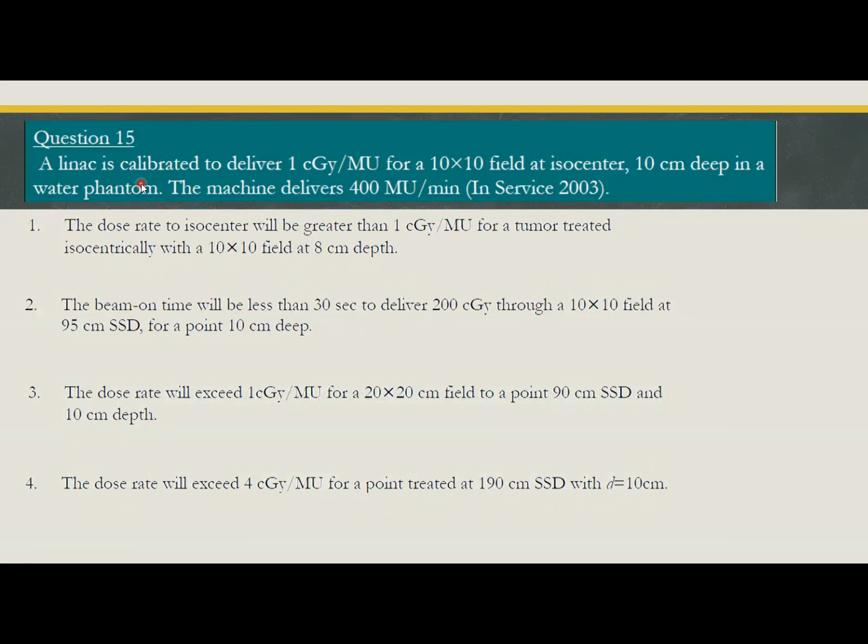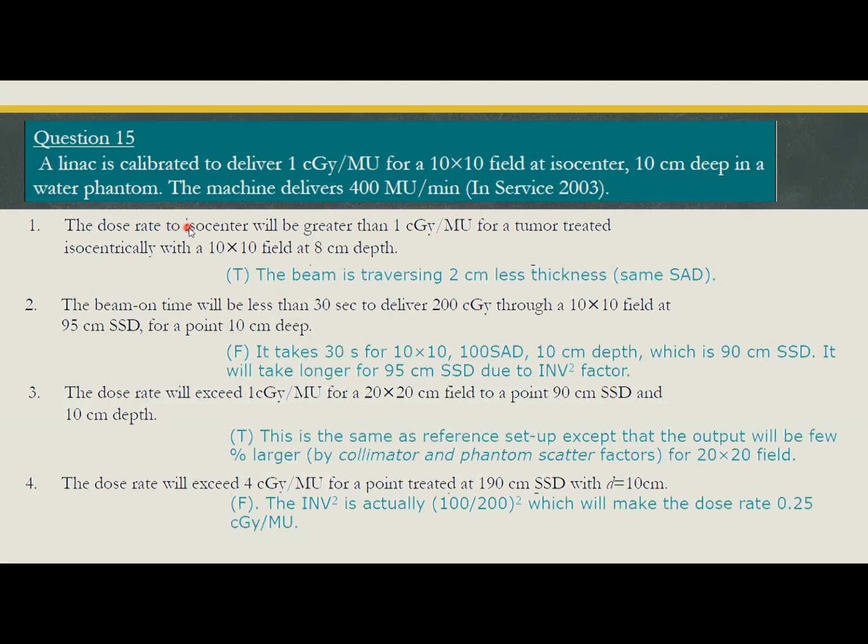So again, we read the question and then we go to the answer. A LINAC is calibrated to deliver 1 cGy per MU. Once you read this question, try to make a diagram on a rough page or in your mind of what setup it reflects, and try to draw the setup. Then try to solve these answers.